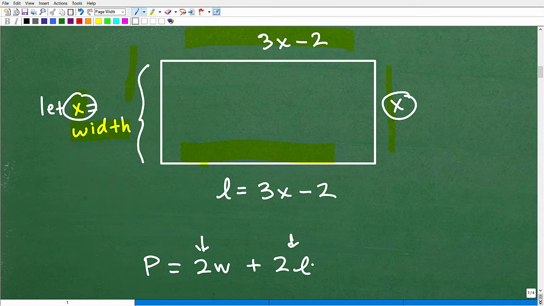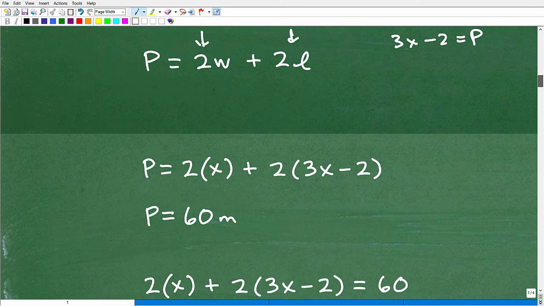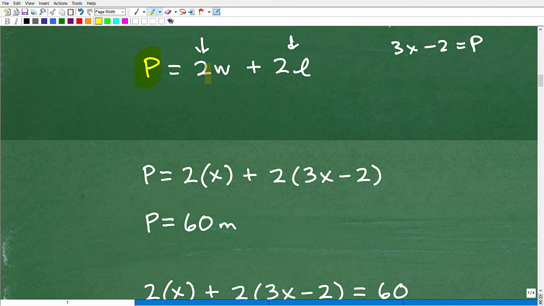Now, if you didn't even know that, you could just say, okay, x plus 3x minus 2 plus x and another 3x minus 2, that is my perimeter, okay? That's the same thing as this formula. So even if you didn't know this, but you understood what the perimeter was equal to, that's still fine. So the perimeter is equal to twice the width plus twice the length. Remember the width we said was equal to x, and the length was equal to 3x minus 2. So I could plug these into this equation now.